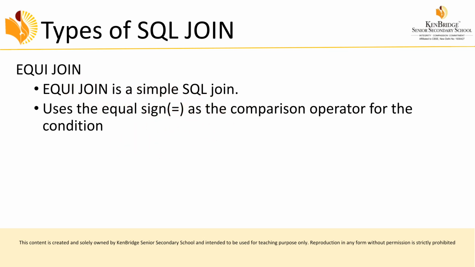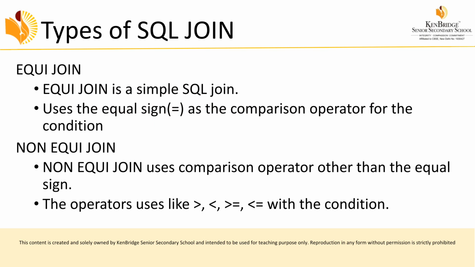Equal to sign. And another one is a non-EQ join. Non-EQ join means it is using the other comparison operators. Here we have used only the equal to sign as a comparison operator, but in a non-EQ join the remaining comparison operators are used, that is greater than, less than, greater than or equal to, or less than or equal to. If the query is written with these conditions, it is called a non-EQ join. EQ join always uses the equal to sign. These are the two types of SQL join that we are going to see now.